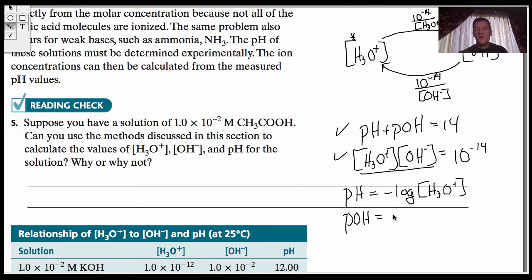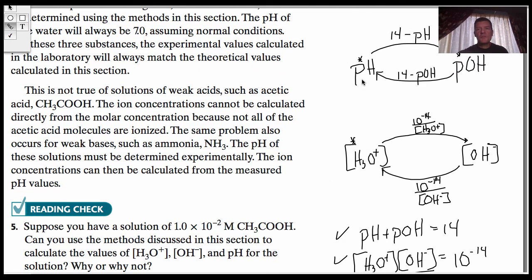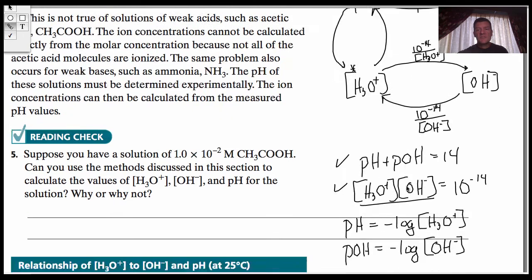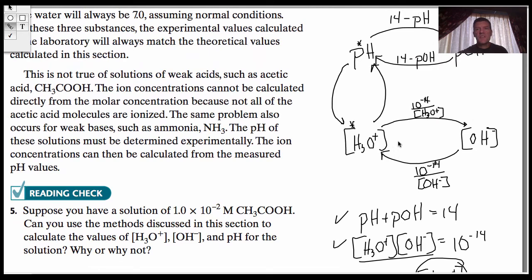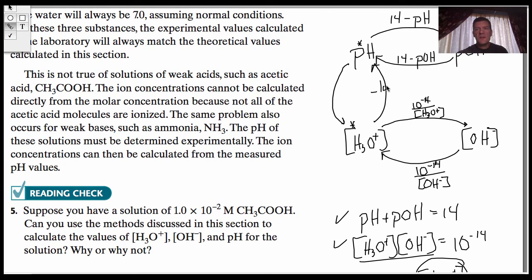And pOH is negative log of the hydroxide concentration. So now I'm asking, what if I want to go between pH and hydronium ion concentration? What if I want to go this way, or that way? Well, if I know this concentration, I take the negative log of the hydronium, and that is going to give me the pH.